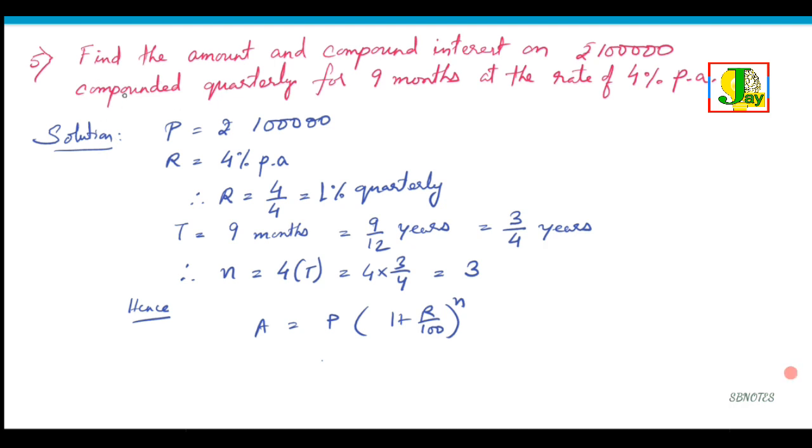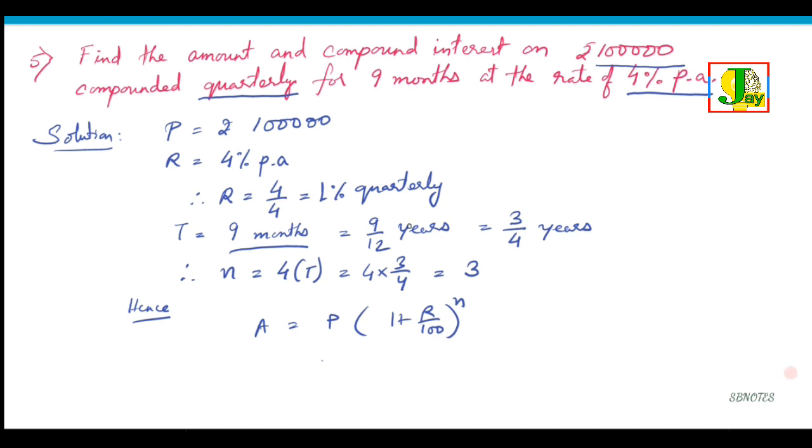Now let us see this question. This question is similar to question number 1, but you have to pay attention that here it is compounded quarterly. Compound interest on a principal of 1 lakh rupees, compounded quarterly for 9 months, at the rate of 4% per annum. The time given is 9 months, and the rate of interest is given per annum as 4%.